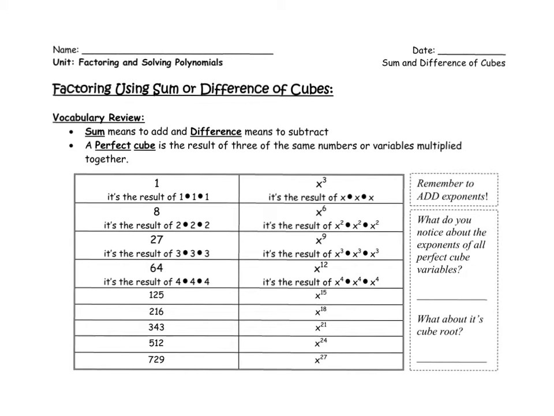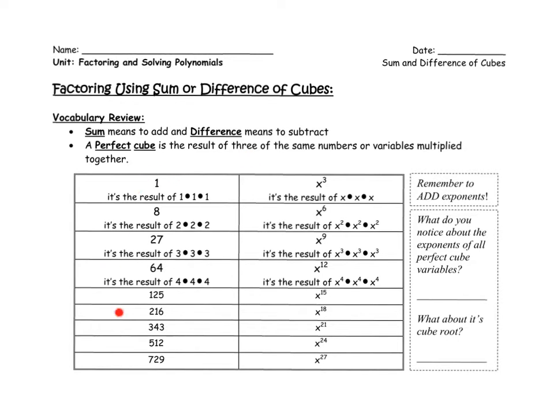Hi everyone. In today's lesson, we're going to talk about a new factoring technique called sum and difference of cubes. Before we can do any practice problems, we actually have to review a couple of vocabulary words. Sum means to add, difference means to subtract. A perfect cube is the result of three of the same numbers or variables multiplied together, just like a perfect square is the result of two of the same numbers or variables being multiplied together.